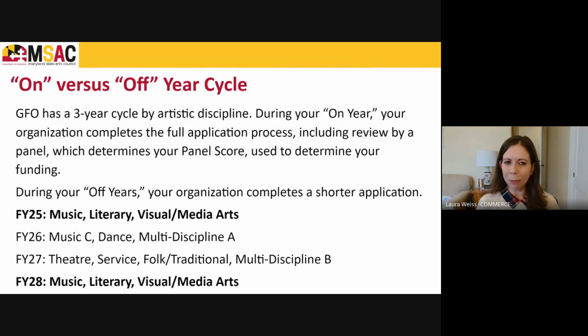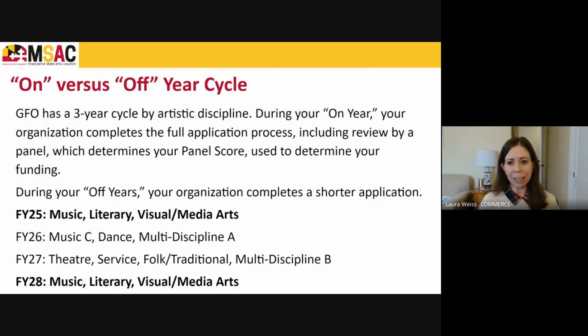You're likely familiar with this already, but just to review the on-year versus off-year and what that means. GFO runs in a 3-year cycle by artistic discipline. During the on-year part of your cycle, the organization would complete what we call the full application process. And that's the much longer application. It's reviewed by a panel. There are extension assignments involved in it. Overall, it's a full application process. In the in-between years, you complete the off-year application, which is a much shorter process overall.